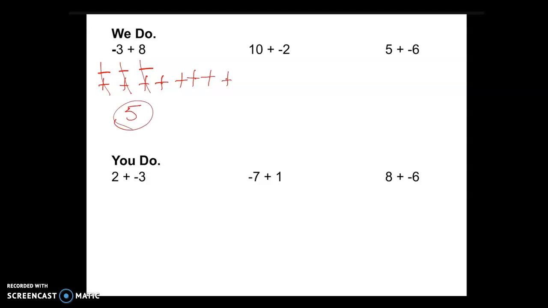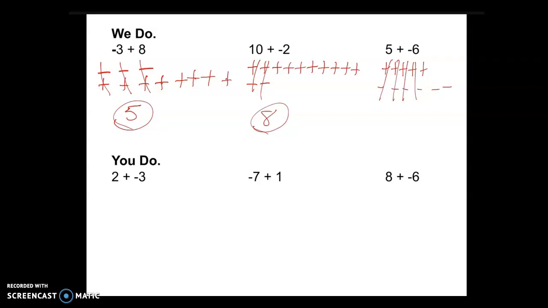10 plus -2. How many positives do I have? 10. How many negatives do I have? Cross out your 0 pairs, and you're left with 8 positives. 5 plus -6. How many positives do I have? How many negatives do I have? Crossing out my 0 pairs, and I am left with 1 negative, so my answer is -1.